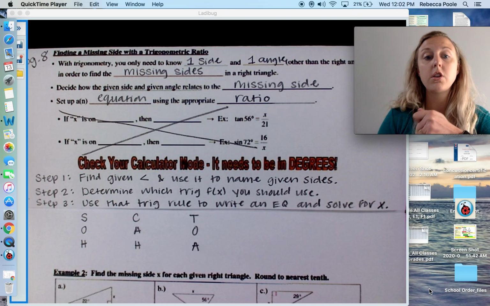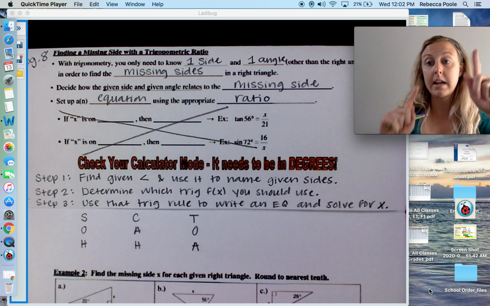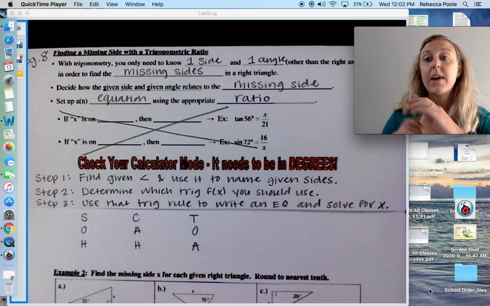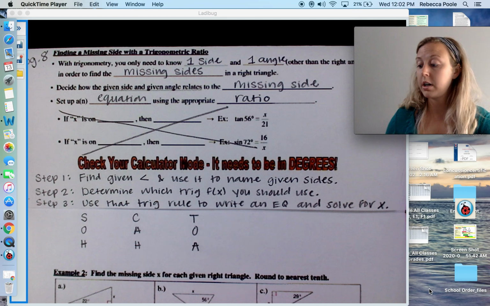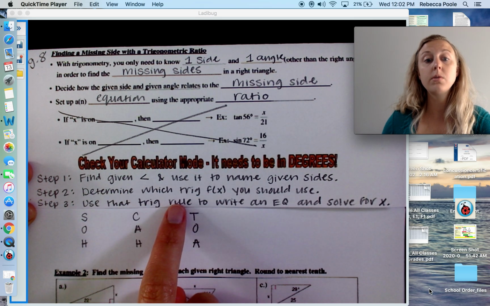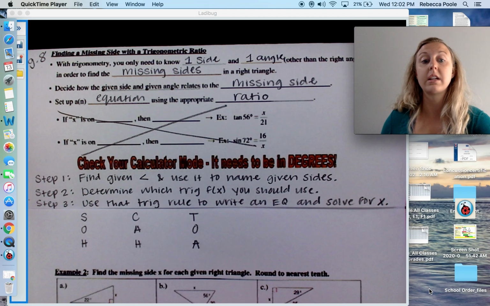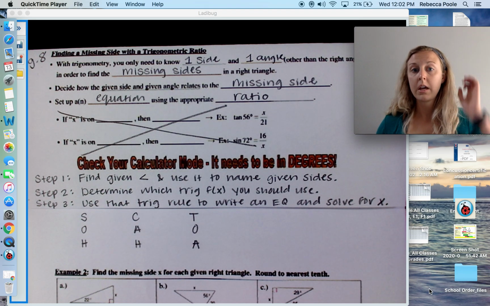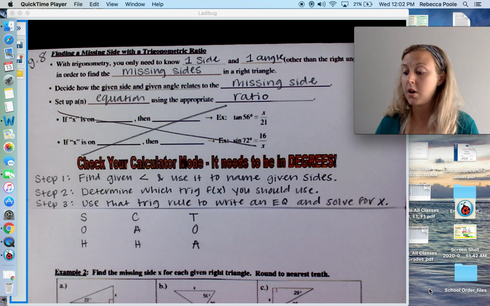Step 1, we're going to use the angle they gave us to name the sides of the triangle. That way we know what trig function we should use to find x. Okay? And then we're going to use that trig rule to write the equation and solve for x. All right? So pause that if you need to. Make sure you have those down.